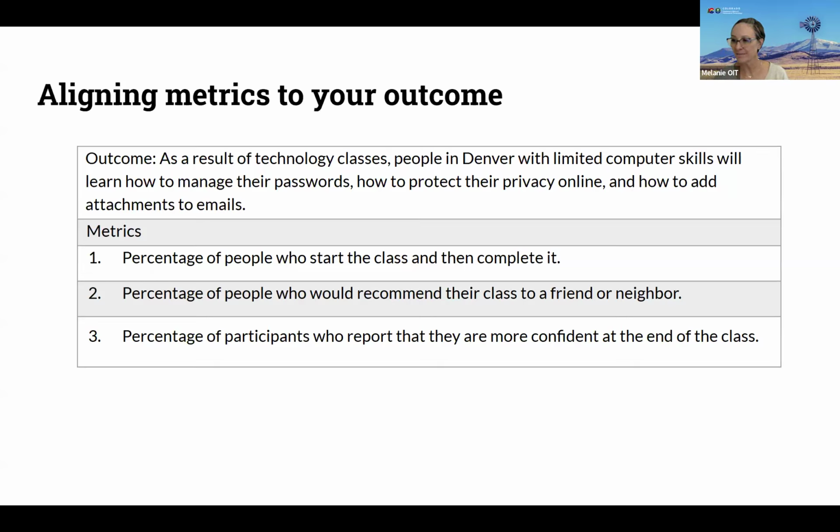I see a thumbs up. Feel like, yeah, 3. People are going with 3. Okay. I also went with 3. And Katie was like, trick question, because really none of these are measuring whether or not people know how to manage their passwords, protect their privacy, or add attachments to emails. Anybody have any ideas for what would measure that?